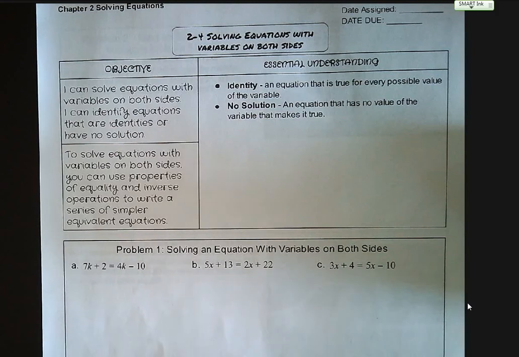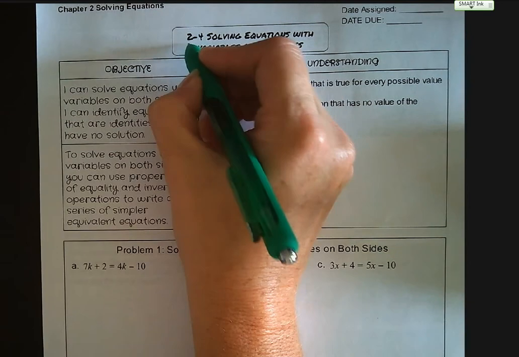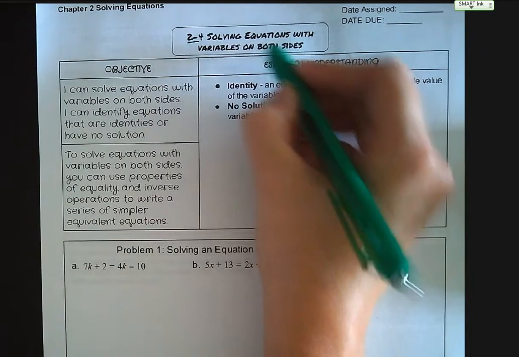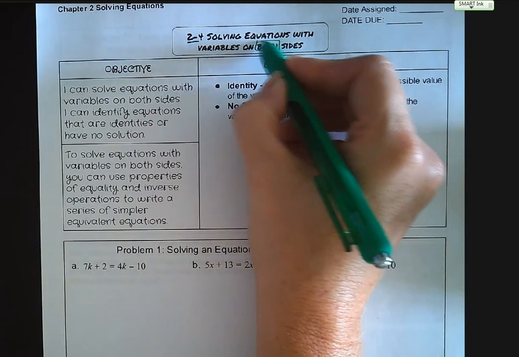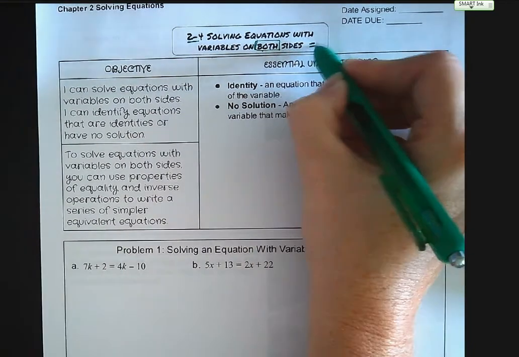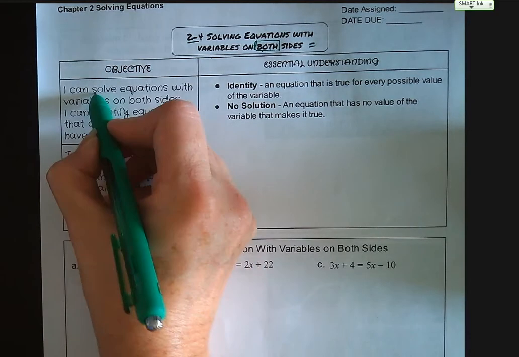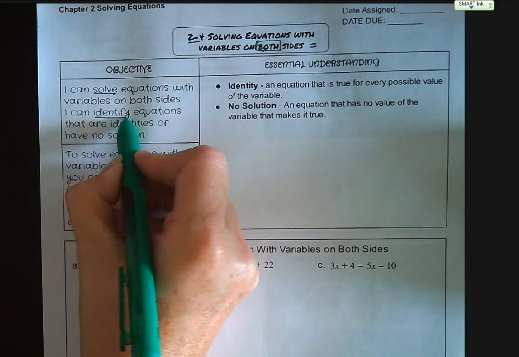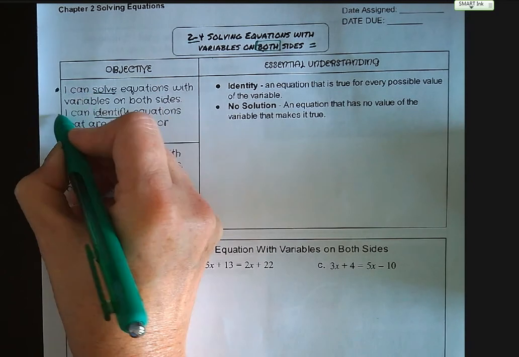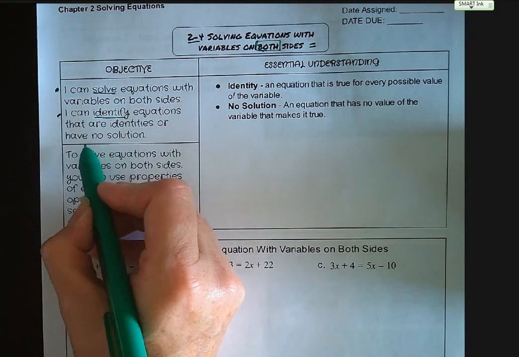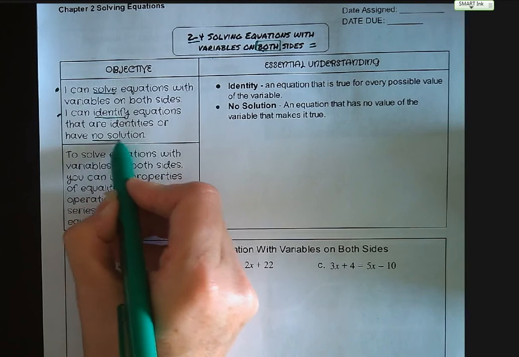Hi guys, welcome to lesson 2-4, solving equations with variables on both sides. Our objective for the day is that I can solve equations with variables on both sides, and I can identify equations that have no solution or are identities.